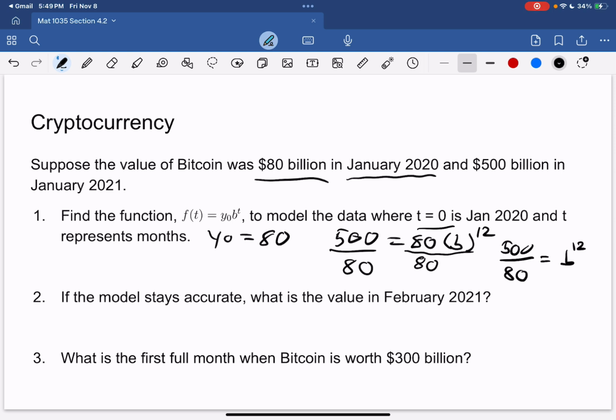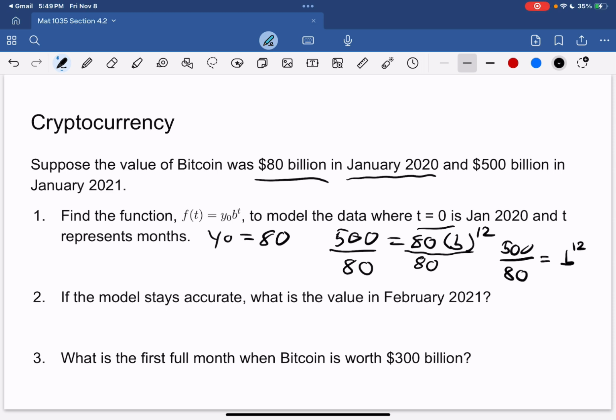Here's a confusing step that gets some people, so I want to explain this well. If this were b squared, we know that we would take the square root of it to both sides. Well, we can do that same thing no matter what the power is. We just take whatever the power is, the root of it, okay? So for this one, we'll take the 12th root.